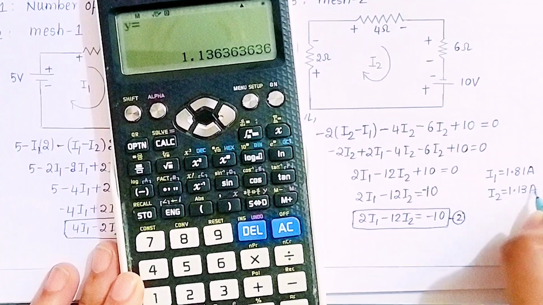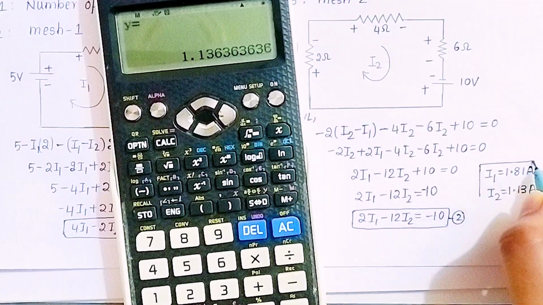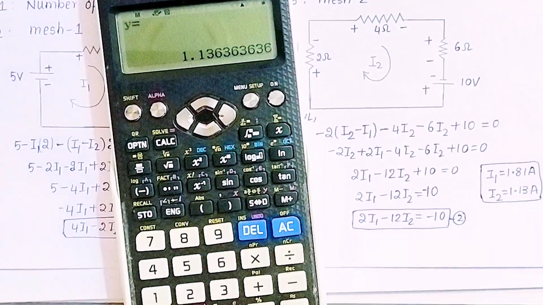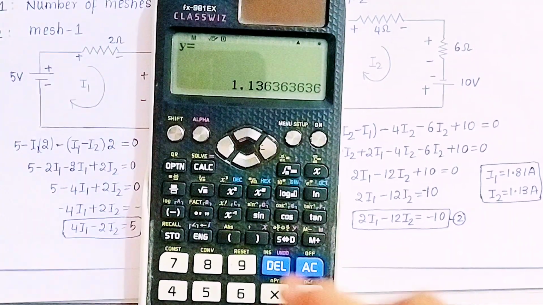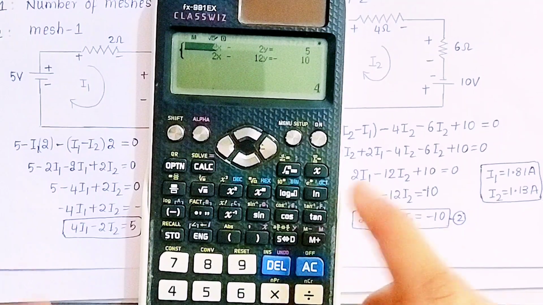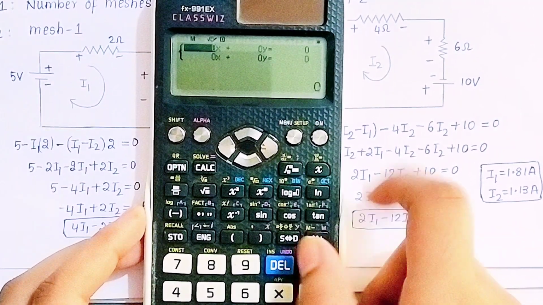So that's simple. So instead of using Cramer's rule, you can use the calci in this way for solving the mesh currents, or even for the node analysis we will be using the calci as well. So this is the way we have to solve by using the calci, and I hope you have got to know how to use the calci for calculating mesh currents.